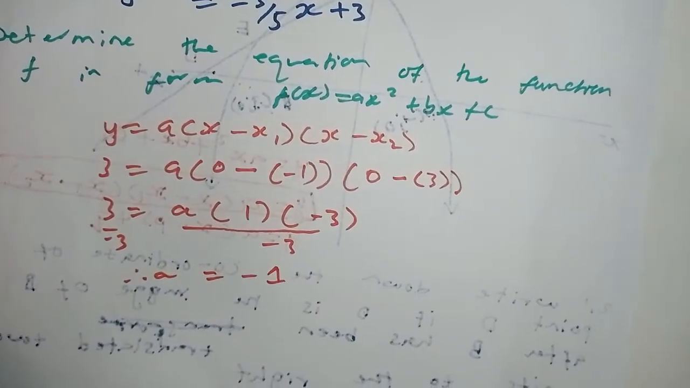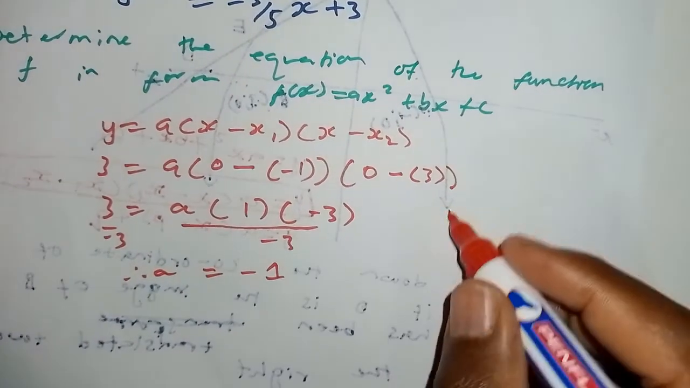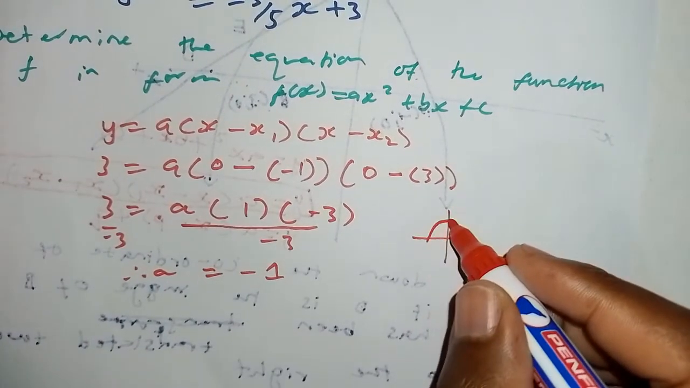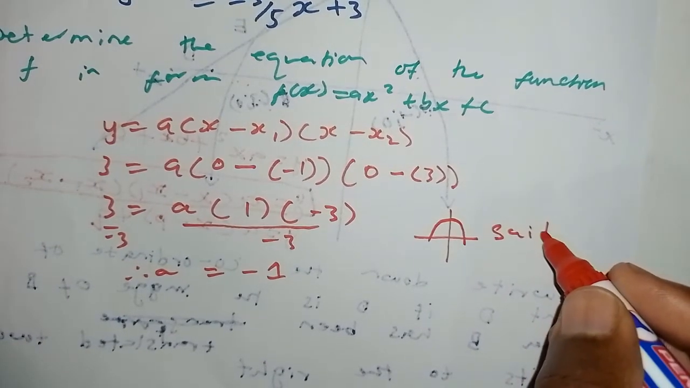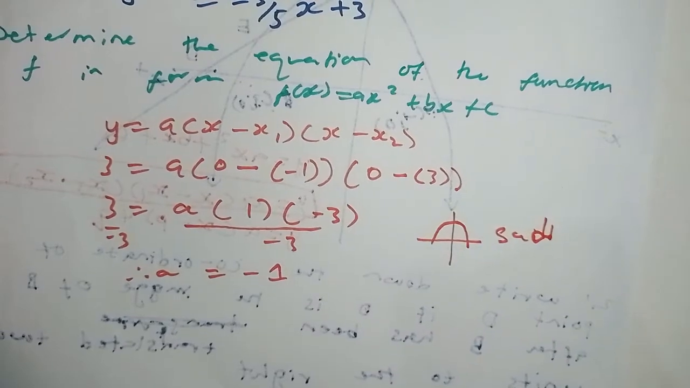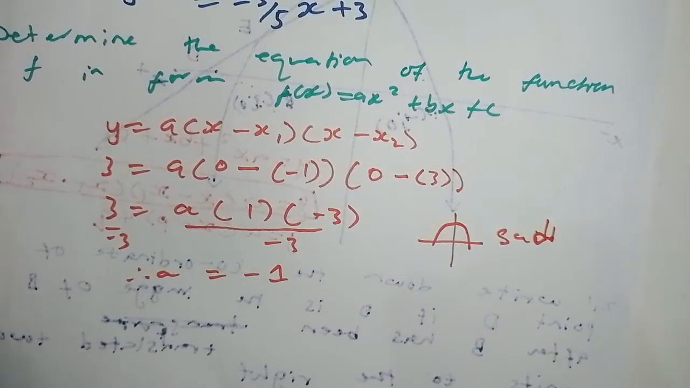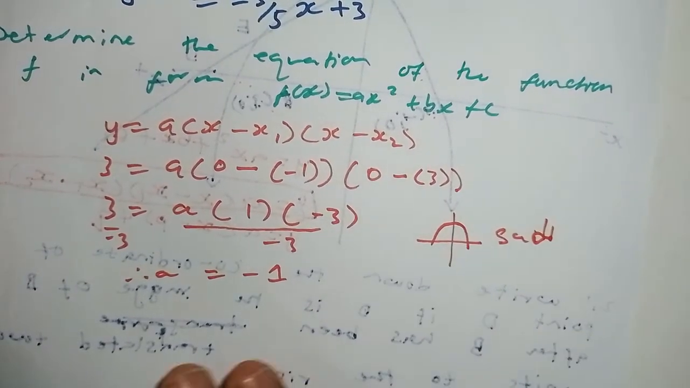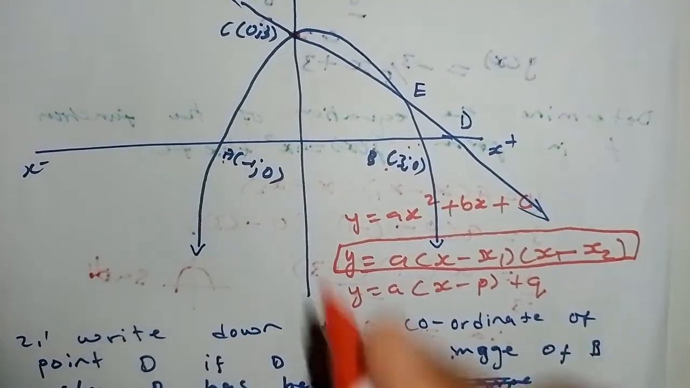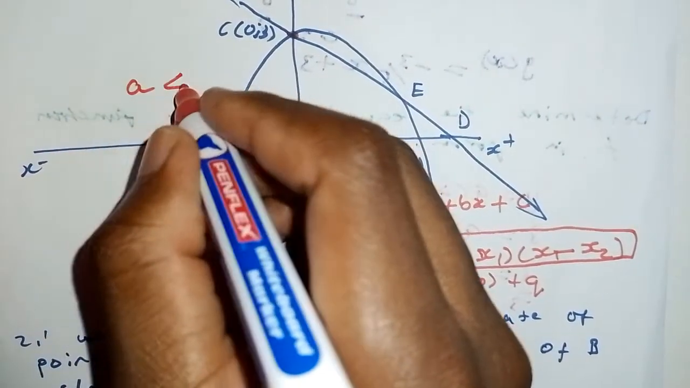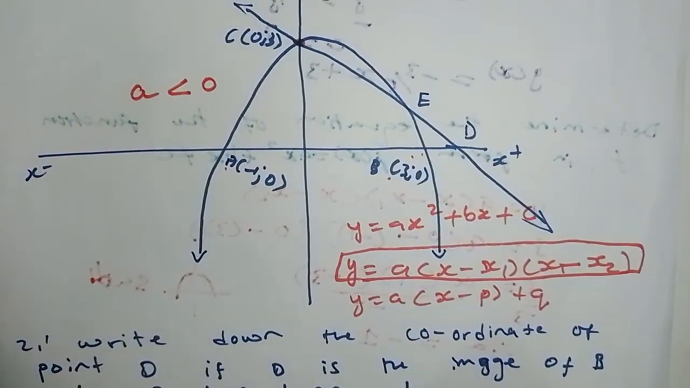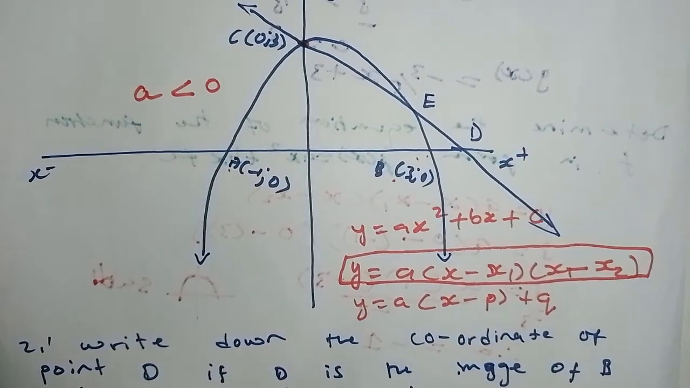Is my answer correct? Yes. Why? Simply because it is a sad face. Looking at the graph that I have, it is concave down, symbolizing that the value of a is less than 0. Right? I hope you still got the basics that we did from the previous video.